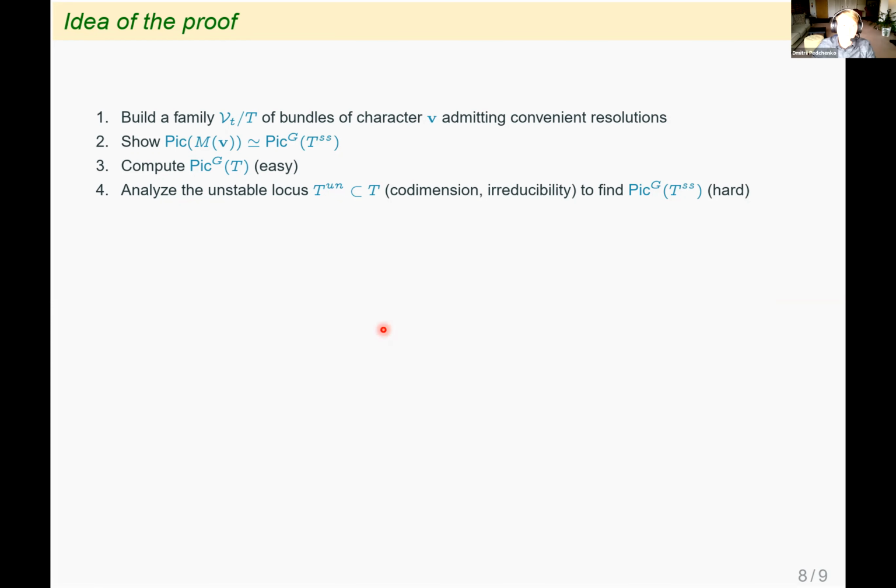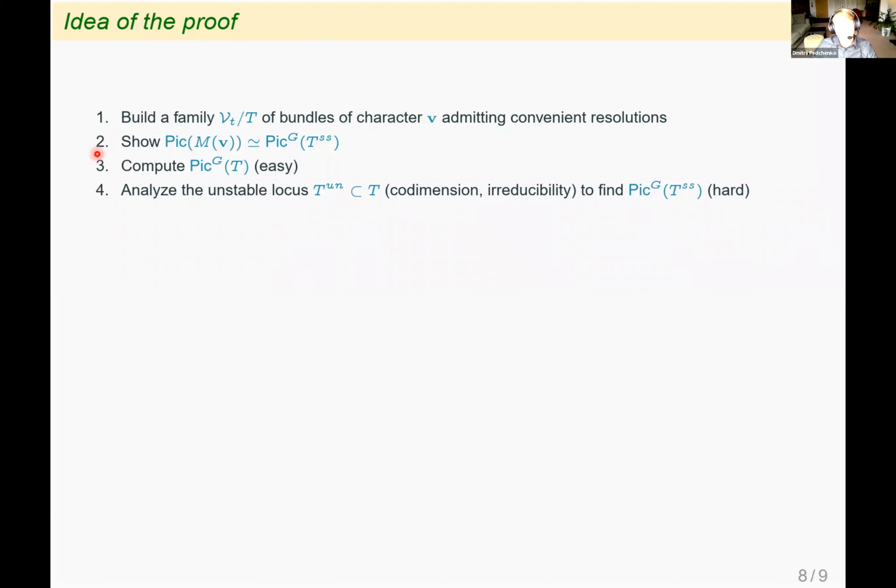In order to show some results about what the Picard group is, one starts by building a family of vector bundles parameterized by some base T. We want two properties from this family. First of all, we want the resolutions to be simple in some sense, to be convenient. And another property we want is that this parameterizing base is not complicated, so it's something simple so that we can work with it.